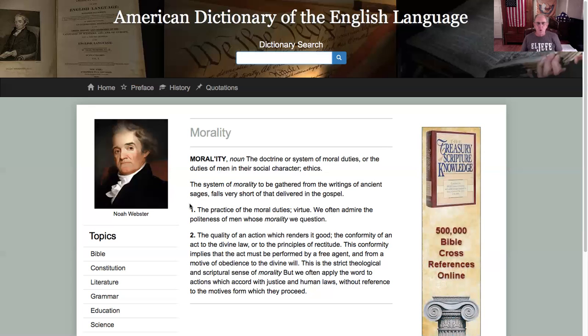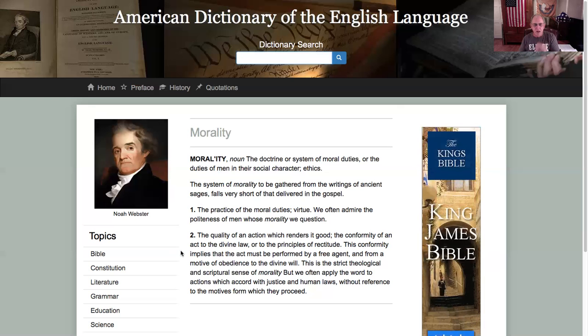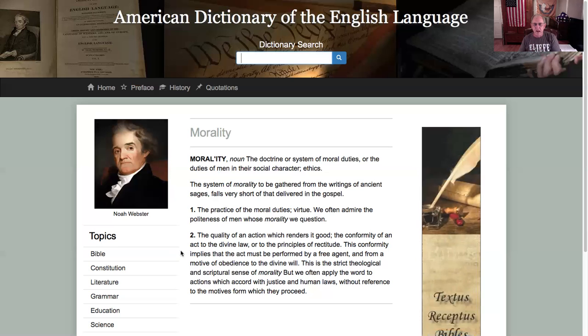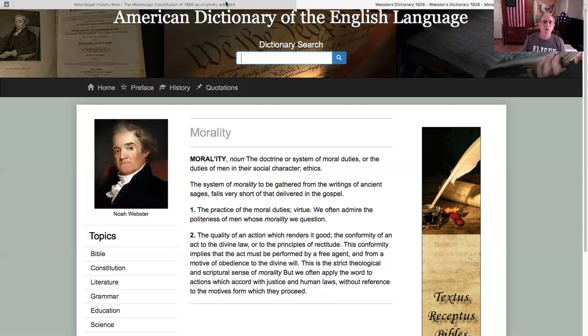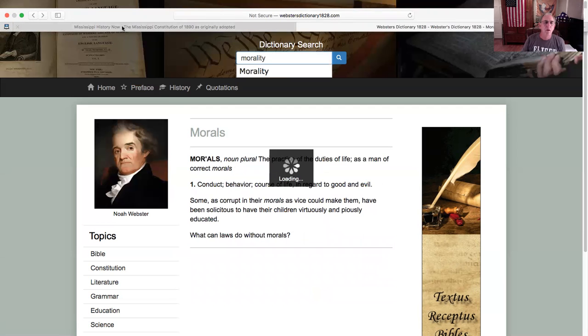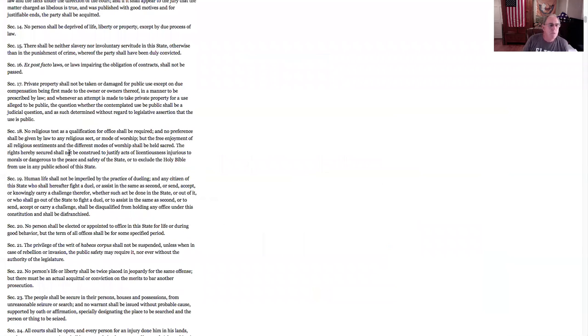So, the practice of moral duties, but the proper moral duty is conformity to an act of the divine law. It must be performed by a free agent and from a motive of obedience to the divine will. So, religious liberty is a secured right that cannot be construed to justify it. It's not going to hold up in court. You can't use religious liberty to act any darn fool way that you want.